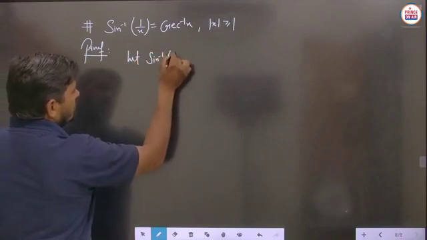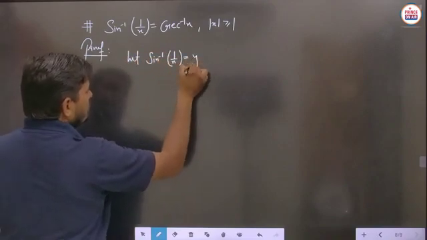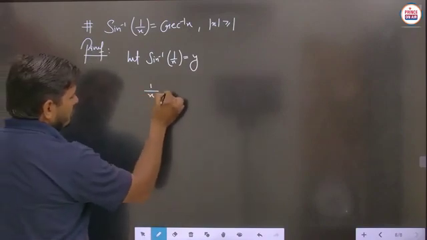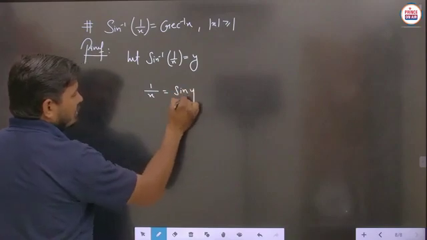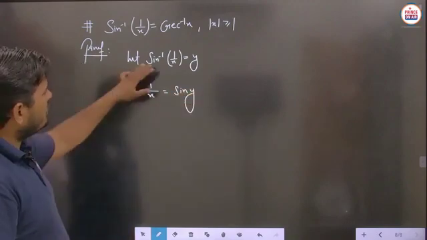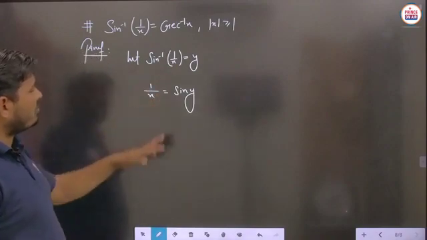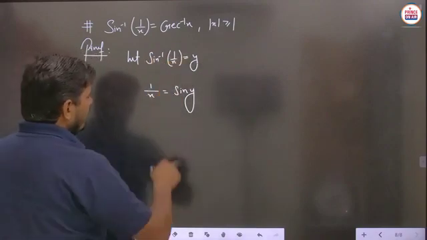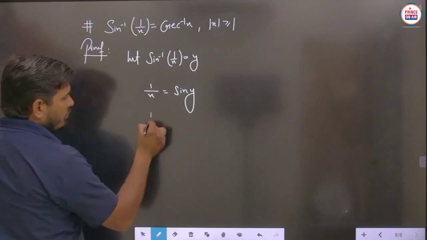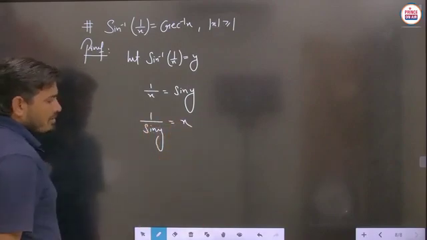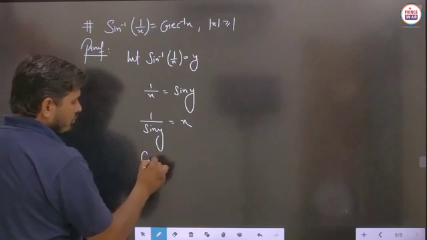sine inverse of 1 by x be y. Suppose we take this whole part as y, then you can say that 1 upon x is sine y, because this part has the condition in the domain, so you can take the inverse on both sides. So sine y will be 1 upon x, and 1 upon sine y will be x, and 1 upon sine y is what? You can say it is cosec y.